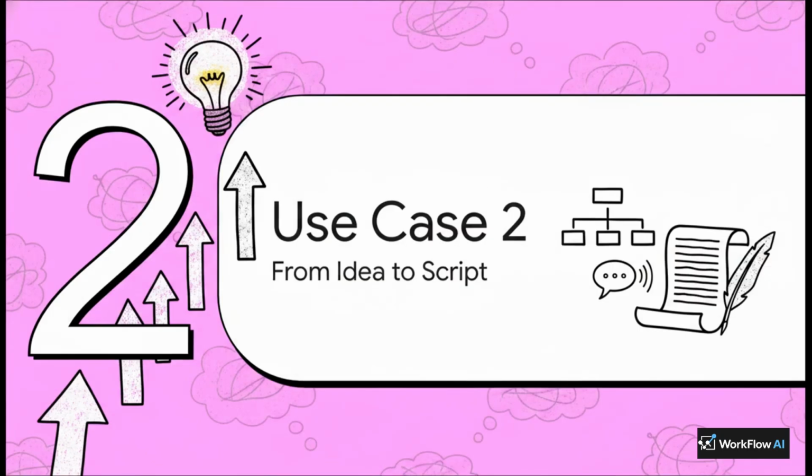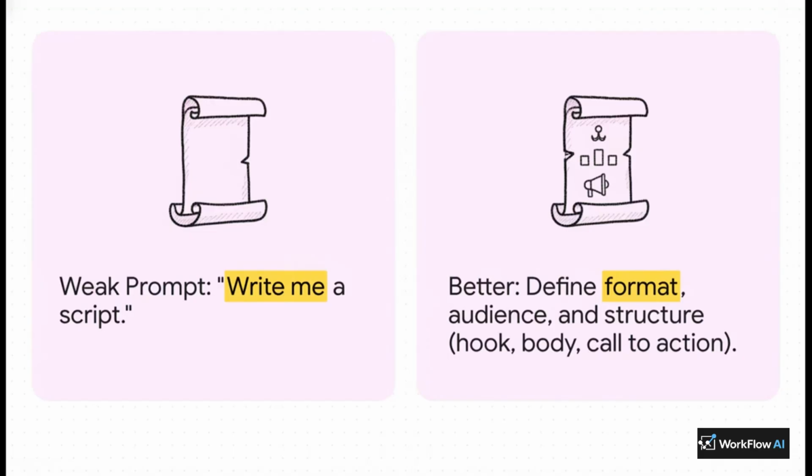So you've landed on a fantastic idea. Awesome. Now what? How do you actually turn that great idea into a script you can use? And again, it's all about being specific. Write me a script. I mean, that's just a recipe for something bland and boring. But the prompt on the right gives it powerful instructions. It defines the format, a 60-second YouTube short. It clarifies the audience is beginners, and it lays out a clear structure. Start with a hook, keep it simple, and end with a call to action.